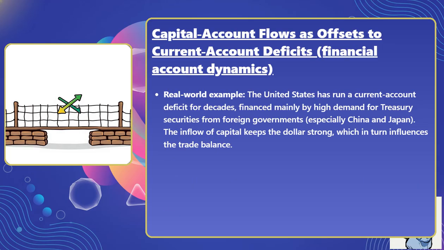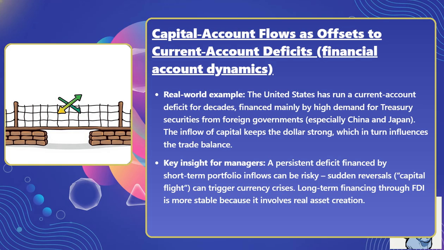Real-world example. The United States has run a current account deficit for decades, financed mainly by high demand for Treasury securities from foreign governments, especially China and Japan. The inflow of capital keeps the dollar strong, which in turn influences the trade balance. Key insight for managers: a persistent deficit financed by short-term portfolio inflows can be risky. Sudden reversals, capital flight, can trigger currency crises. Long-term financing through foreign direct investment is more stable because it involves real asset creation.